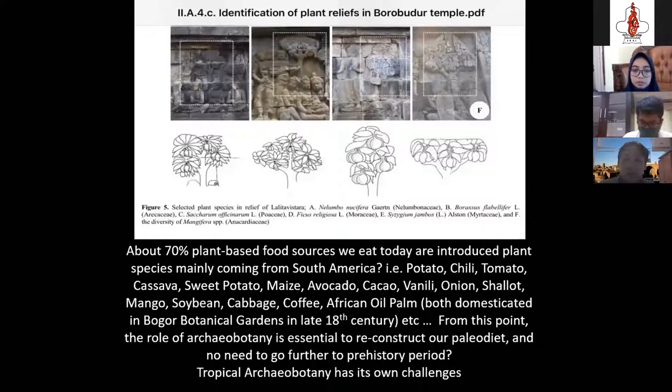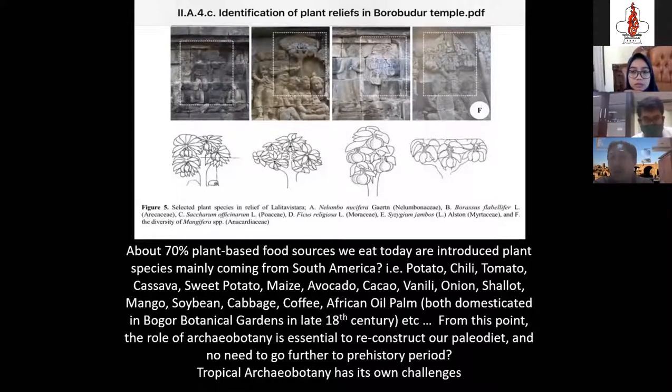Like shallot or onion are native to the Irano-Turanian floristic region in Central Asia. Even soybean. We eat tempeh or tofu almost every day. And soybean is not native to the Malaysian region. Right.